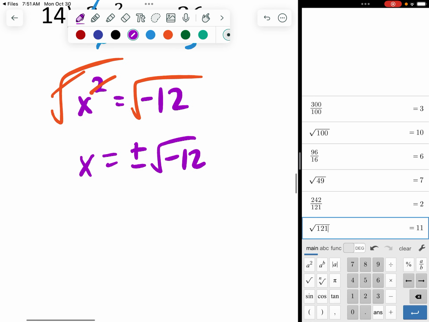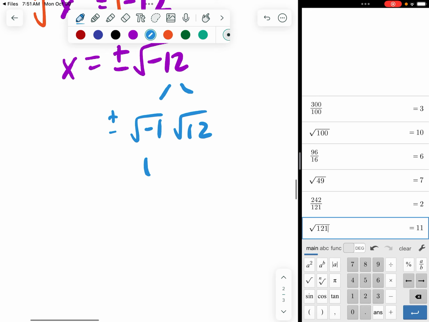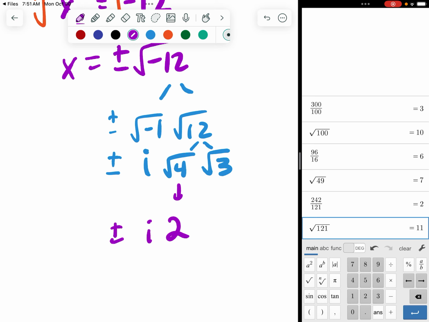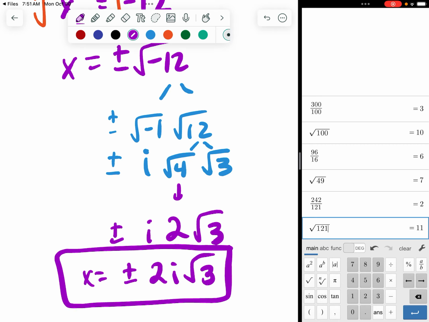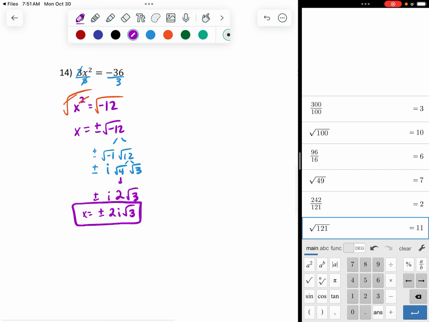root of negative 12. Okay, I'm going to break that down because I can't have a negative. So I have plus or minus, I have negative 1 and 12. Okay, square root of negative 1 is i. And again, there is a perfect square that goes into 12. That's 4. Well, the square root of 4 is 2. So again, this is okay, but best way to write this would be 2 and then the i and then the root 3. Okay, so you could have the i's in there too.